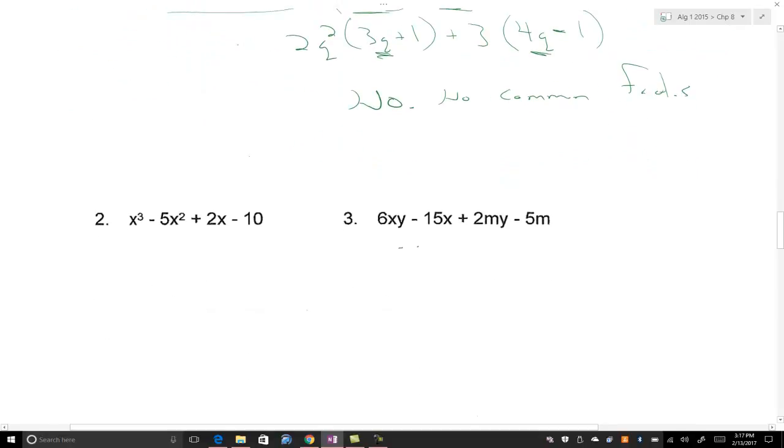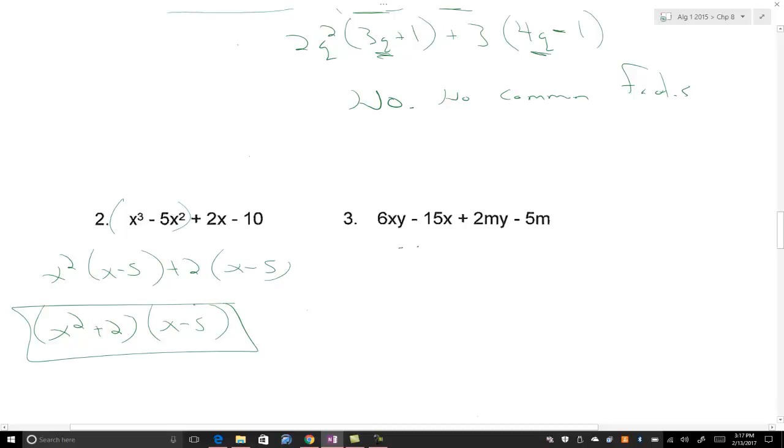A couple extra practice here. Maybe you want to pause and try these, and then let it play back. X squared, x minus 5. X minus 5, so that means we're taking out 2, x squared plus 2, no GCF in the GCF, x minus 5, so that's all set.